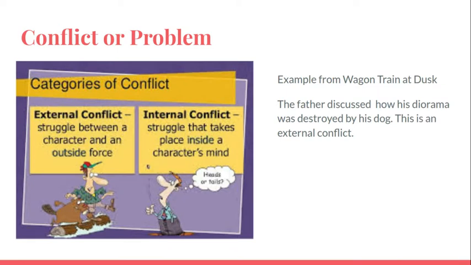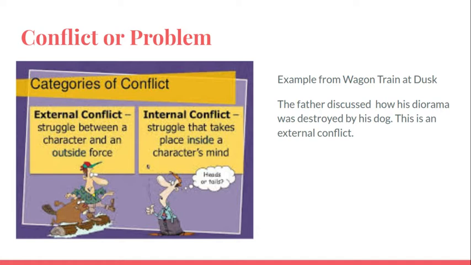So what is a conflict or problem? A conflict or the problem could be external or internal. An external conflict is the struggle between a character and an outside force. And an internal conflict is the struggle that takes place inside a character's mind. So if you look at the example from Wagon Train at Dusk, the father discussed how his diorama was destroyed by his dog, and that is an external conflict. It's happening with an outside force.